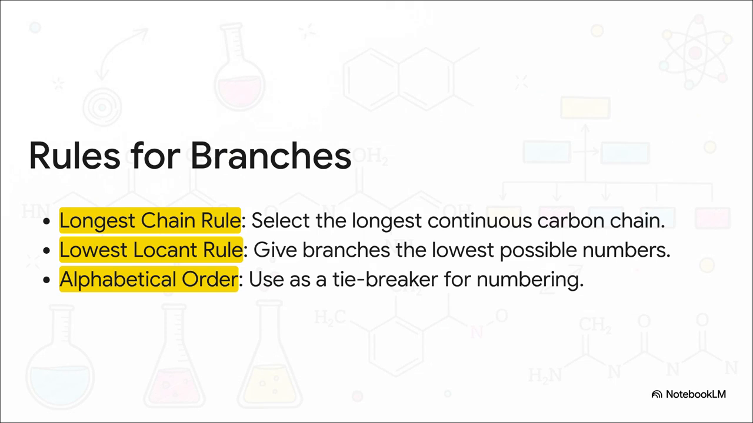When you've got branches, there are 3 key rules. First, the longest chain rule. You've got to find the main street, the longest possible path of carbons. Second, the lowest locant rule, which is just our lowest number rule applied to branches. But what if you have a tie? What if numbering from either direction gives you the same set of numbers? Well, that's where our 3rd rule, alphabetical order, steps in to be the tiebreaker.